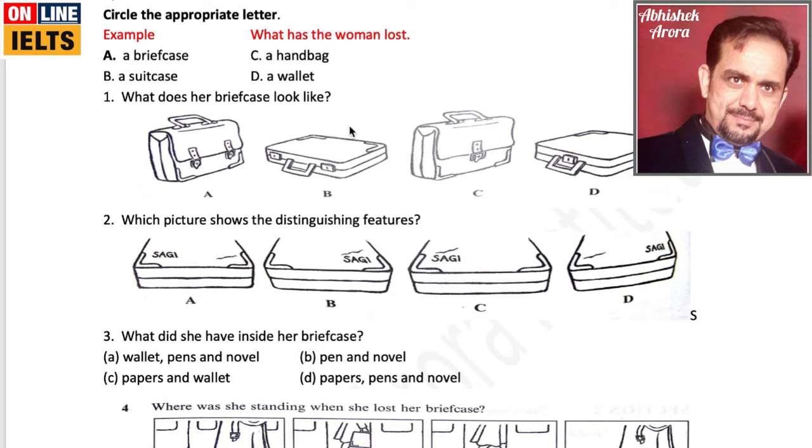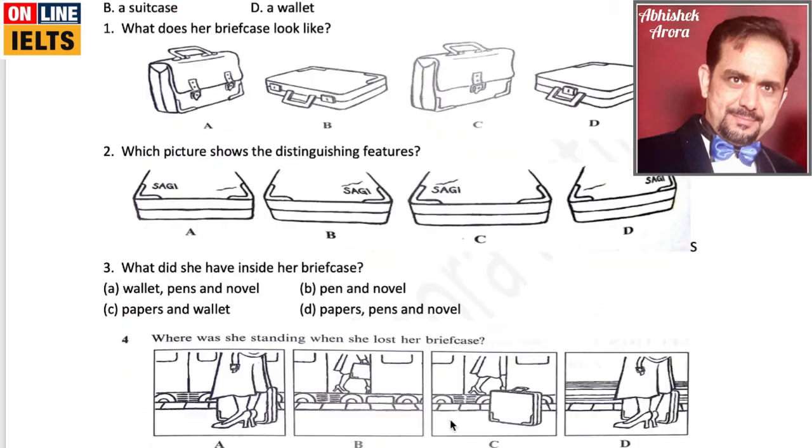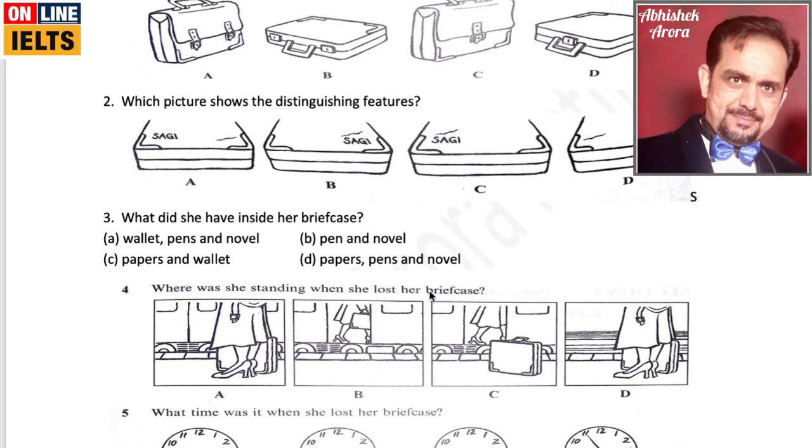You see, these are 4 different briefcases. This has a handle and 2 buckles. 1 handle, 2 buckles, 1 buckle, 1 handle, 1 buckle, and 1 handle, right? The distinguishing features. Then what did she have inside her briefcase? There are 4 options. The options are very close. This says wallet, pens and novel, only pen and novel, papers and wallet, and papers, pens and novel. Fine. And then the 4th question, where was she standing when she lost her briefcase?